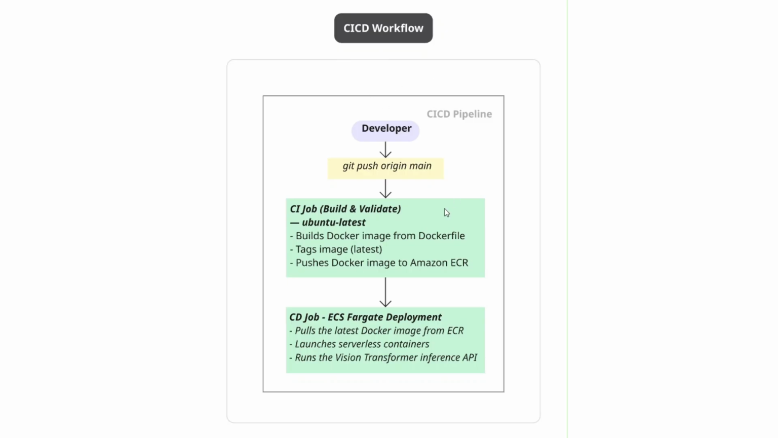Here's the CI/CD workflow of my project. So when I push any changes to GitHub, the CI job will trigger and it will build the Docker image and tag that image, and it will push the Docker image to Amazon ECR. Then my ECS Fargate service will pull the latest image from the ECR, and it will launch the serverless containers and run our Vision Transformer inference API.